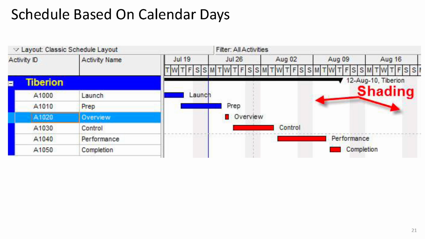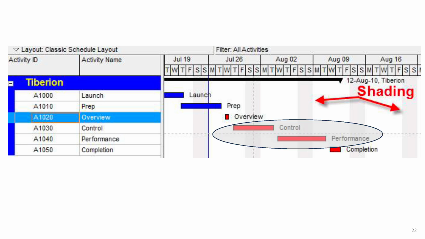If you include non-working days, like in the schedule shown here, you'll see that the non-working days are highlighted in gray. Now, for situations where an activity spans across a non-working period, like the control and performance activities in this example, the bar length will appear longer than the actual activity duration. But if you decide to remove the non-working days from the schedule, the bar length will match the activity duration exactly.